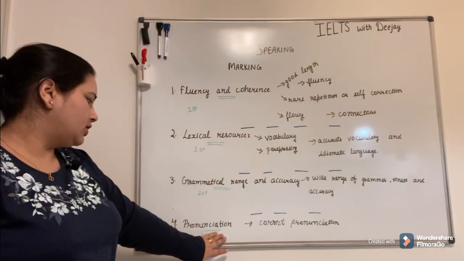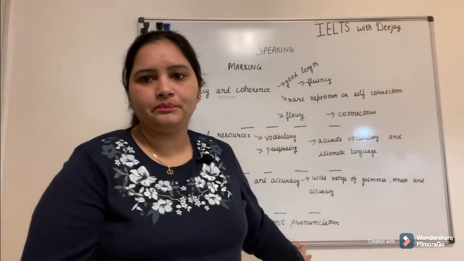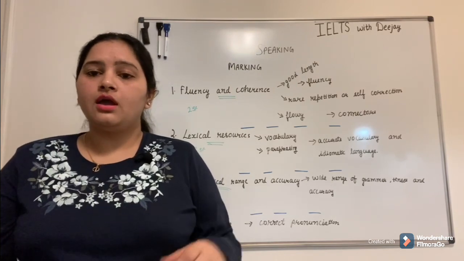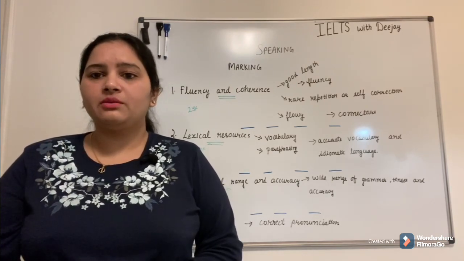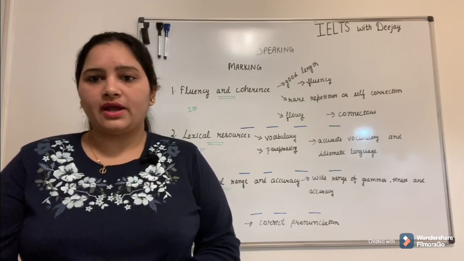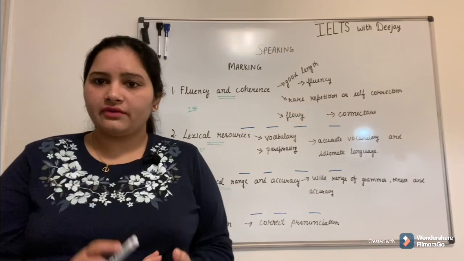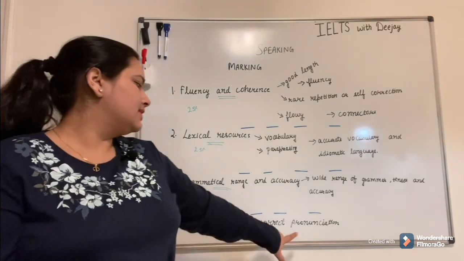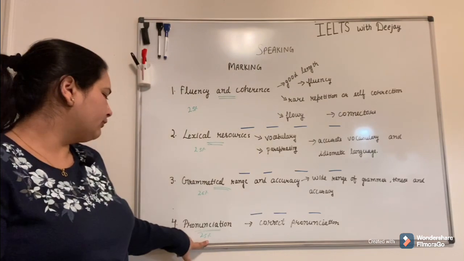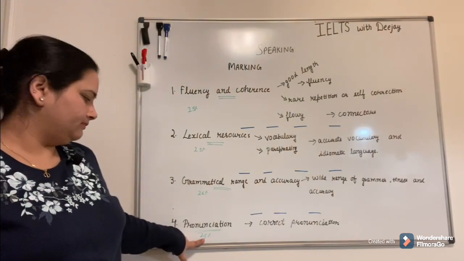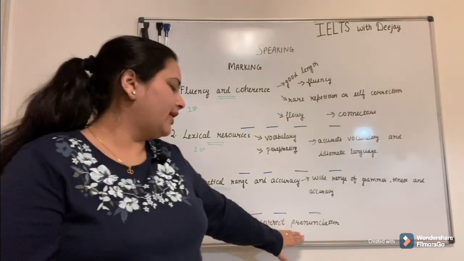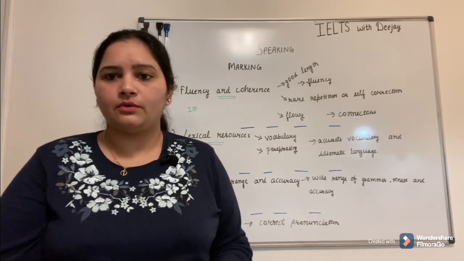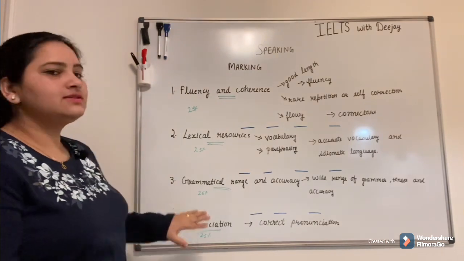The last is pronunciation. When you learn vocabulary, sometimes what happens is we know where and how to use it, but we do not know the correct pronunciation. There also you will lose band. So do not do this. If you do not know the correct pronunciation, omit that word, do not use it. This is really important because you will be marked for 25%. You will lose band here. So correct pronunciation. Whenever you learn a new word, learn the pronunciation at the same time. This is really important. So this is how our speaking is marked.